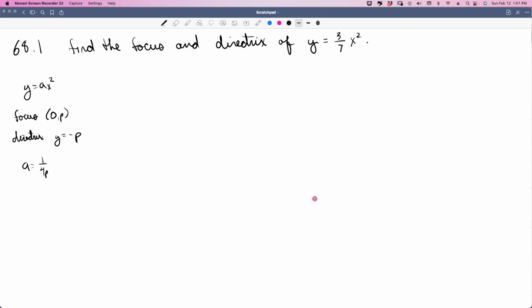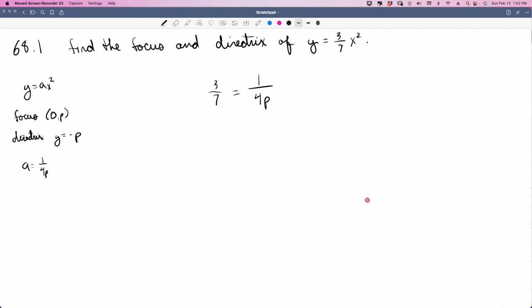All right, so 68.1 says to find the focus and directrix of y is equal to 3 over 7 x squared. That's our parabola. So we are going to apply all the formulas we have to find the focus and the directrix. We know that in order to find p, we have to take a and apply it to this formula here. So that's our first step. We would set that up as 3 over 7, that is the a value, is equal to 1 over 4p.